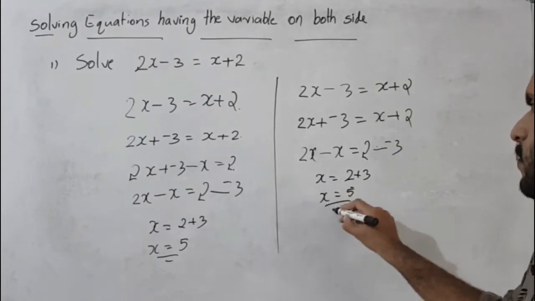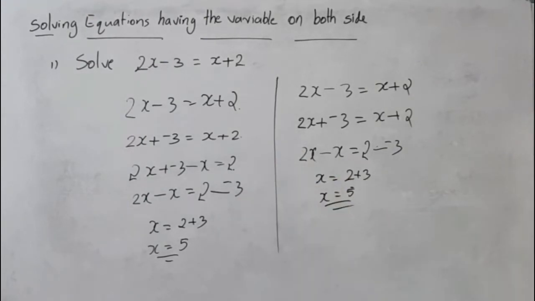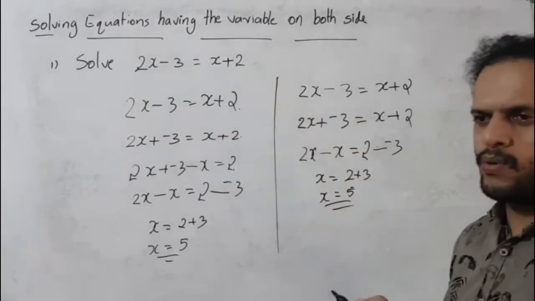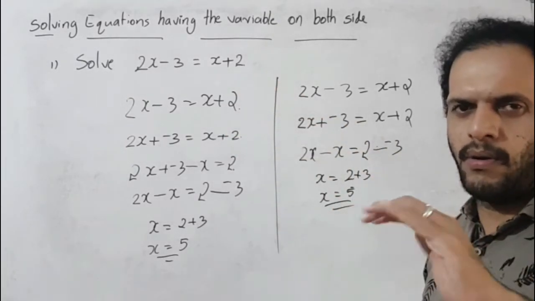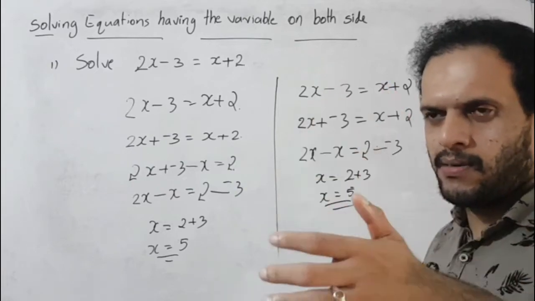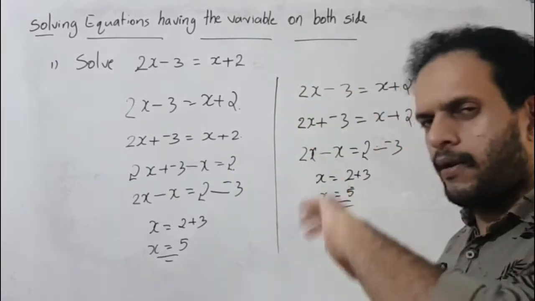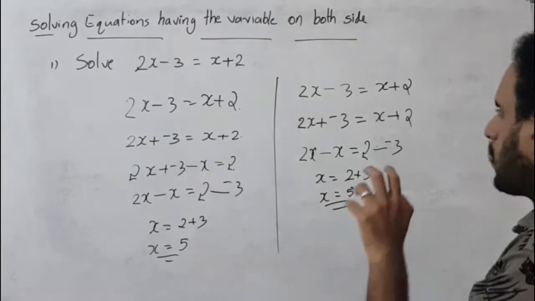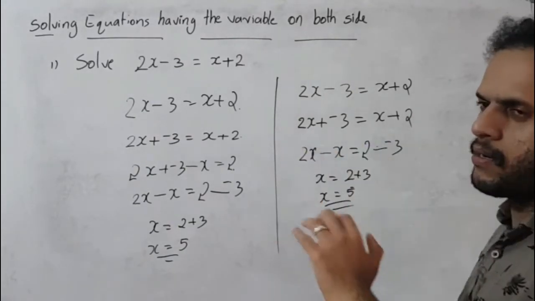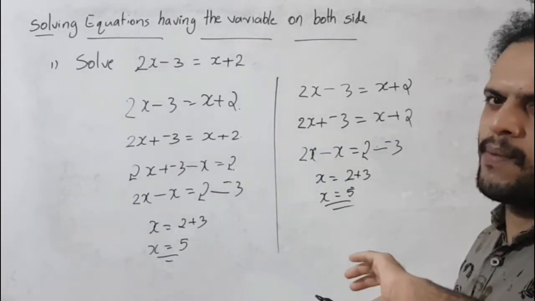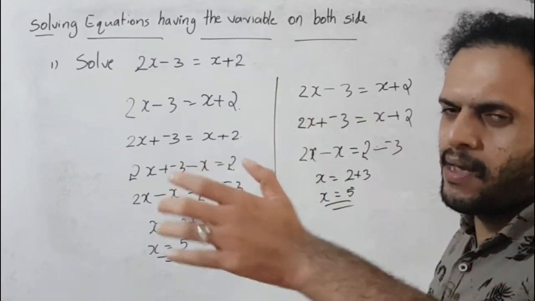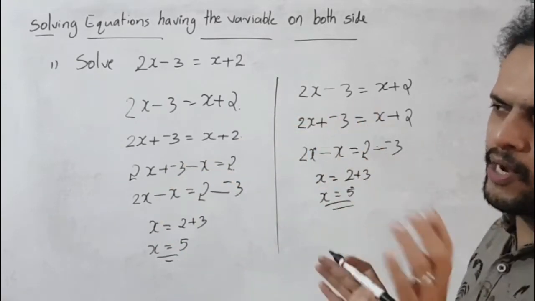So the value of x is equal to 5. They are saying that I transpose one by one. First I transpose x, then after that I transpose the number. Here what is the change? I transpose together. I take the variables on one side and the numbers on the other side at a time.